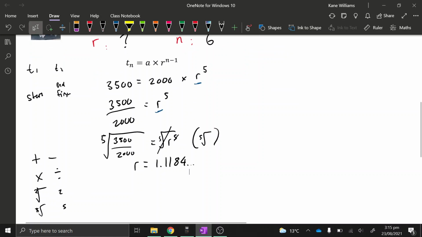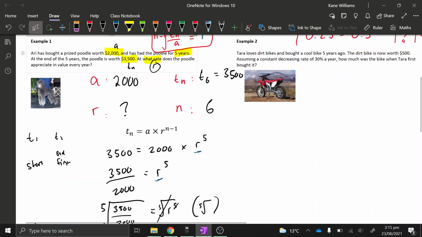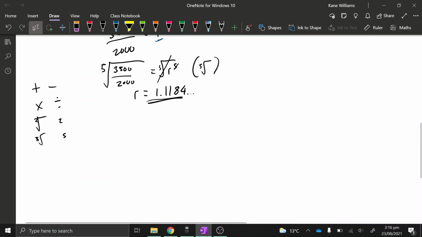Have you answered the question? No. What does the question say? At what rate does a poodle appreciate in value every year? So what rate? Let's convert that to a percentage. So working backwards now, that must be 11.84%.